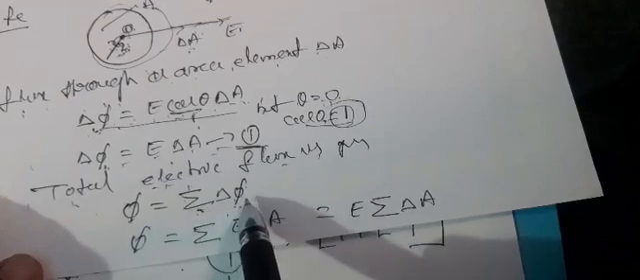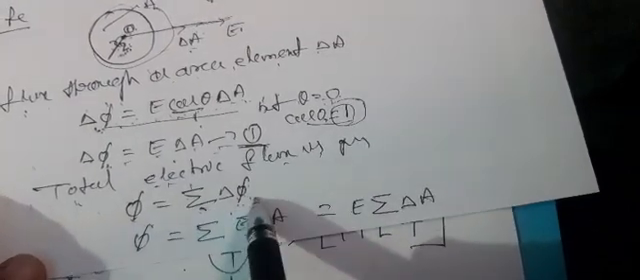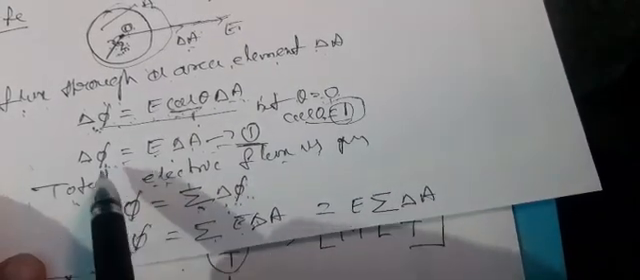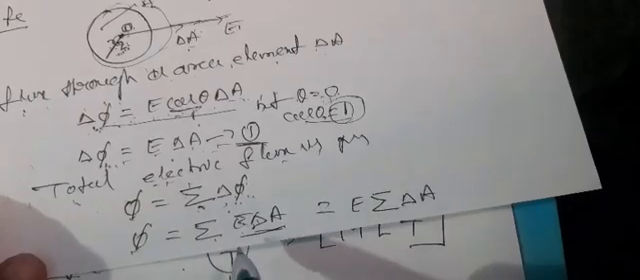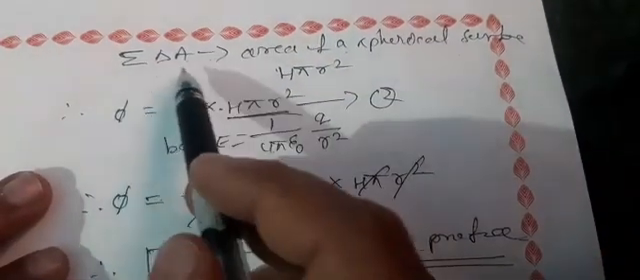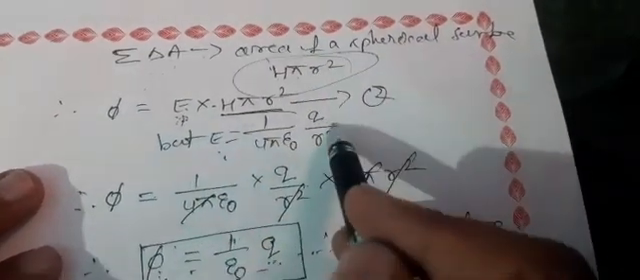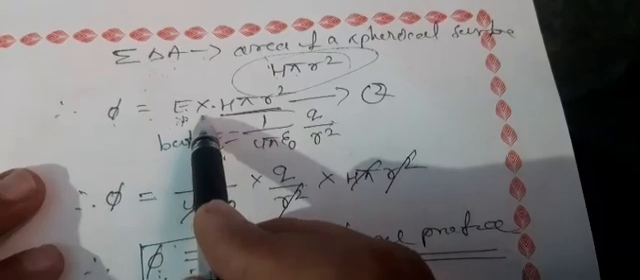Next step: what is the total electric flux through the given surface? The total electric flux through the surface is phi is equal to the summation of delta phi. Substituting delta phi as E delta A, phi is equal to E into the summation of delta A. E is constant, so it is taken outside. The summation of delta A is the area of the spherical surface, which is 4 pi r square. So phi is equal to E into 4 pi r square.